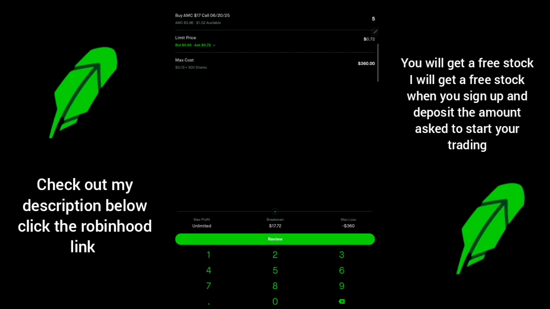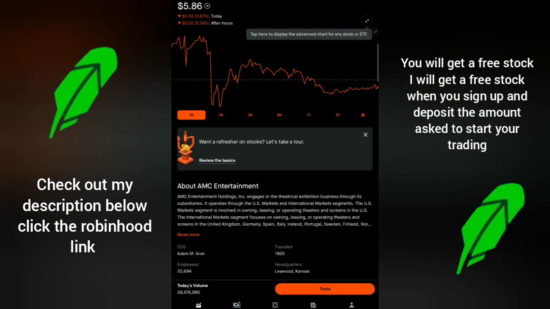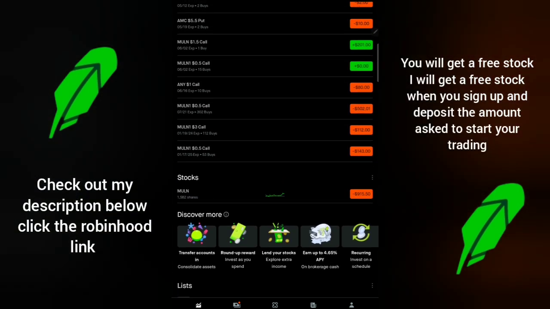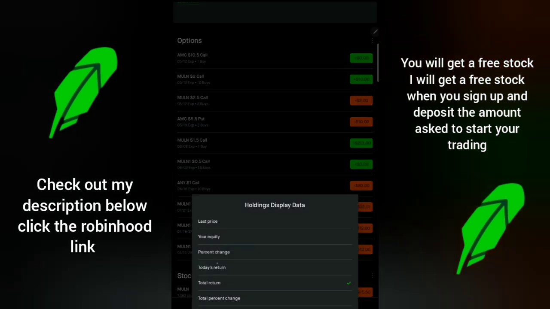All right, once you buy the option call, and I can't do it, I don't have enough buying power to do that, but once you do that, it'll show up over here in your main list. One more back, and it'll show up right here. I have all these calls right here.